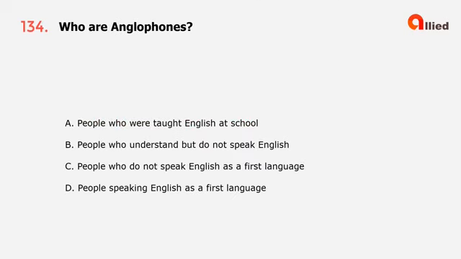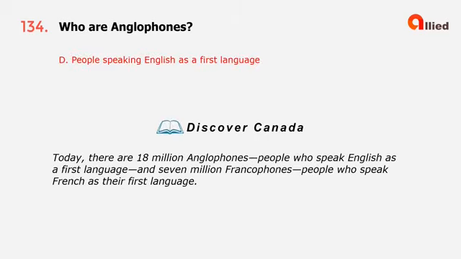Question 134. Who are Anglophones? A. People who were taught English at school. B. People who understand but do not speak English. C. People who do not speak English as a first language. D. People speaking English as a first language. The answer is D. People speaking English as a first language.